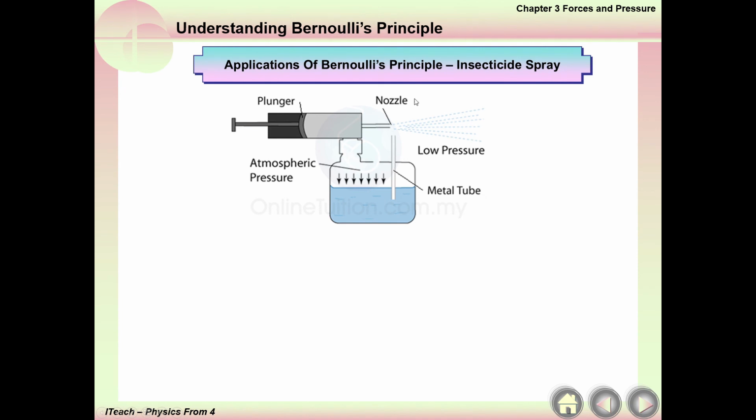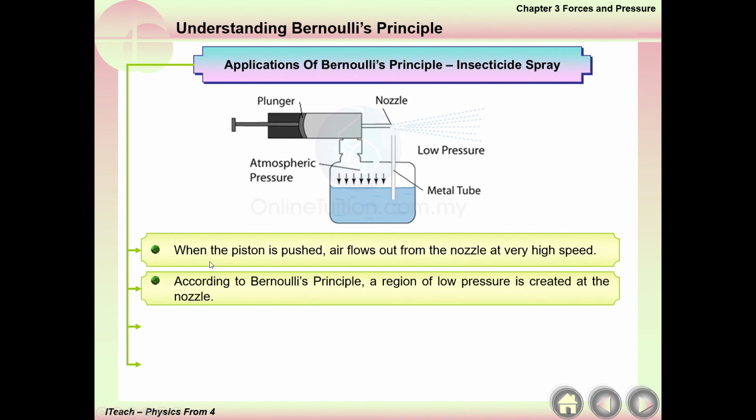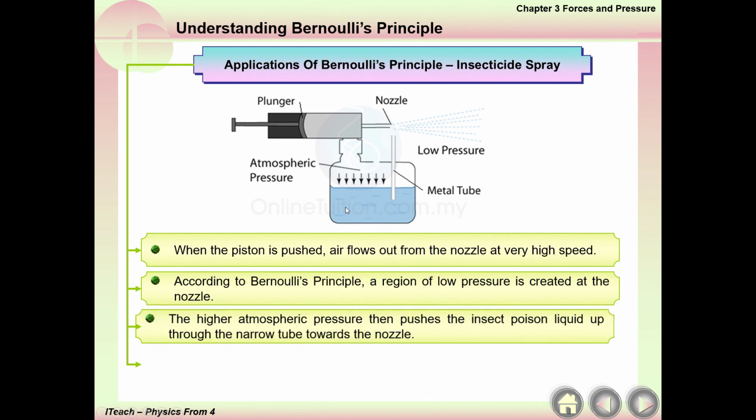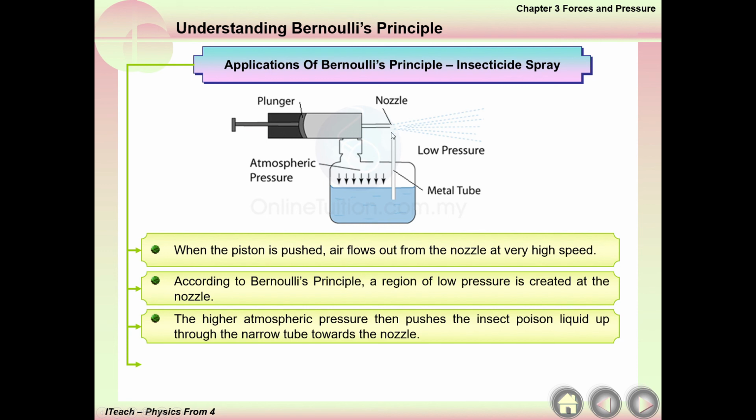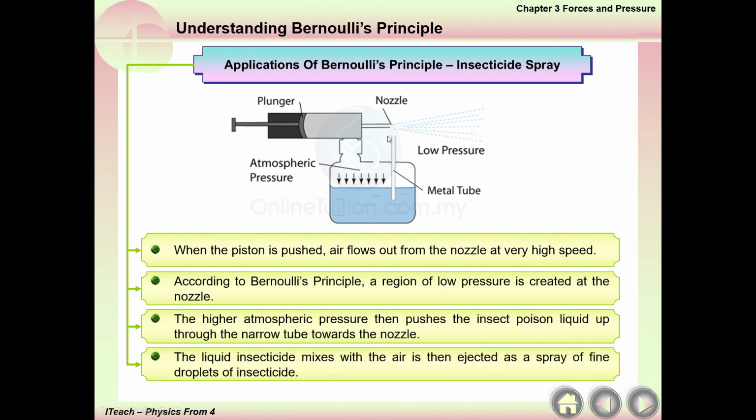Okay, next, application of the insecticide spray. When the piston is pushed, air flows out from the nozzle at very high speed. According to Bernoulli principle, a region of low pressure is created at the nozzle. The high atmospheric pressure then pushes the insecticide liquid up through the narrow tube toward the nozzle. Then the insecticide mixed with the air is ejected as a spray of fine droplets of insecticide.